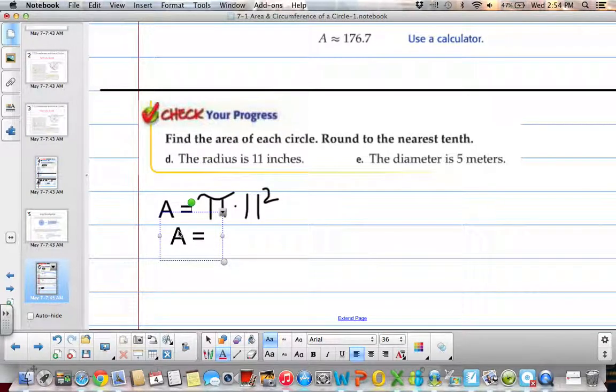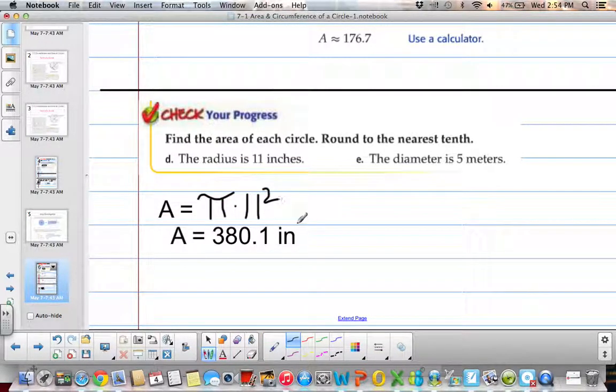So then your answer would be A equals 380.1 inches, and then because it's area, it needs to be inches squared, or square inches.